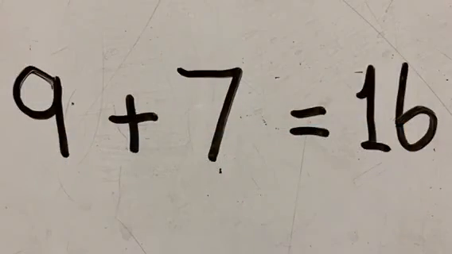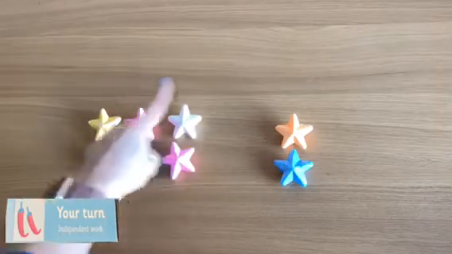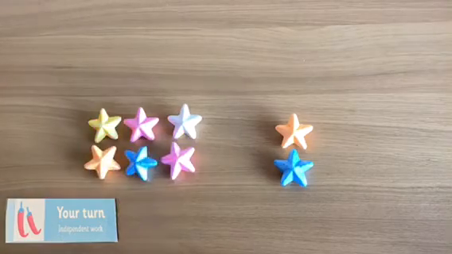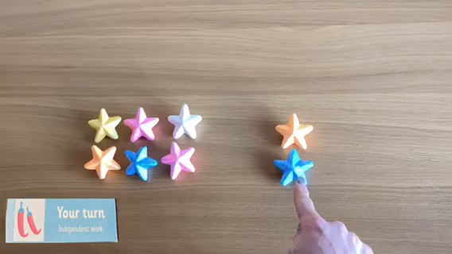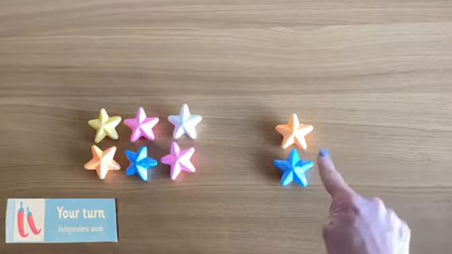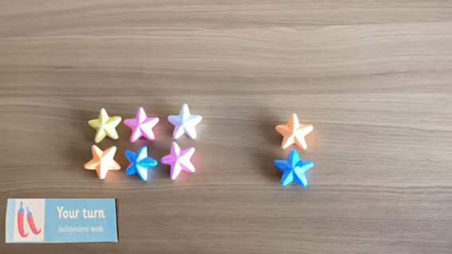If you have written this number sentence, this is what it should look like. So I'd like you to write the number of stars you see in this group, add the number of stars you see in this group, equals, and I'd like you to put your final answer.